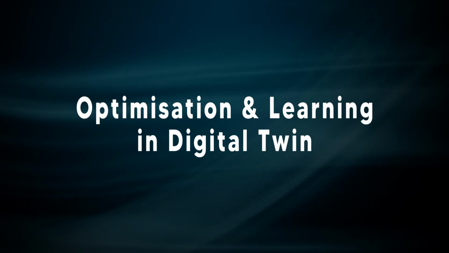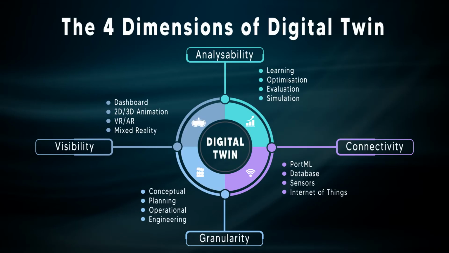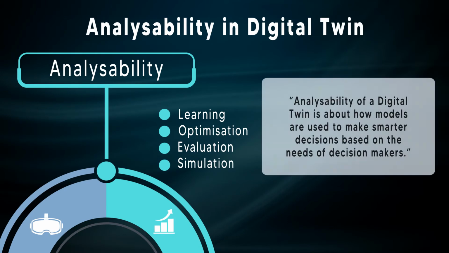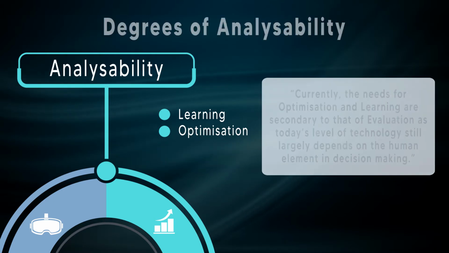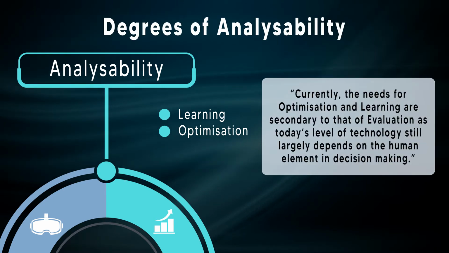What is the role of optimization and learning in digital twin? Our centers, C4NGL and C4NGP, have established a framework describing the 4 dimensions of digital twin. Analysability of a digital twin is about how models are used to make smarter decisions based on the needs of decision makers. Currently, the needs for optimization and learning are secondary to that of evaluation, as today's level of technology still largely depends on the human element in decision making.